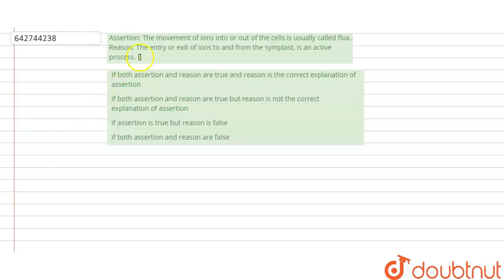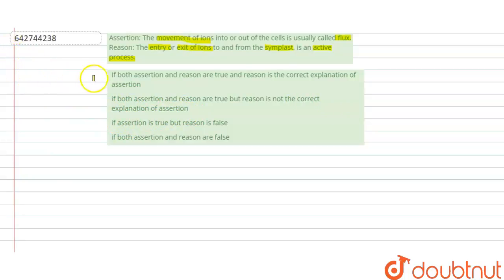Hello everyone. So the question here is that the assertion statement says that the movement of ions into or out of the cells is usually called flux. Reason: the entry or exit of ions to and from the symplast is an active process. So here we need to tell whether both assertion and reason are true, and reason is the correct explanation of assertion; both assertion and reason are true, but reason is not the correct explanation of assertion; assertion true but reason false; or both assertion and reason are false.